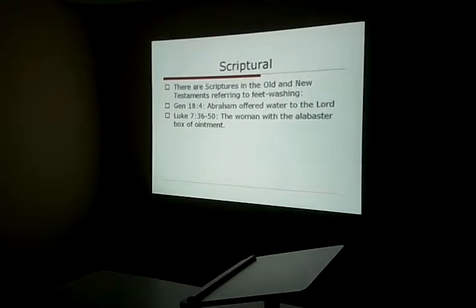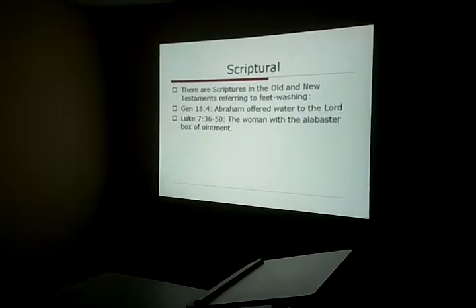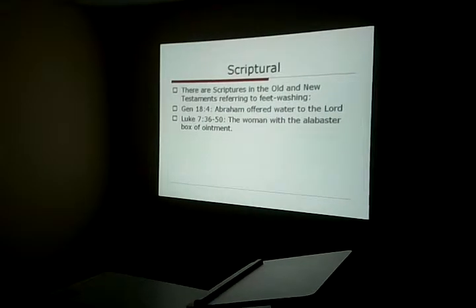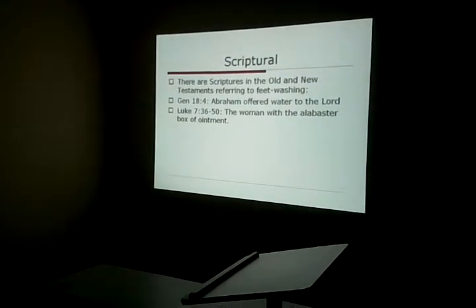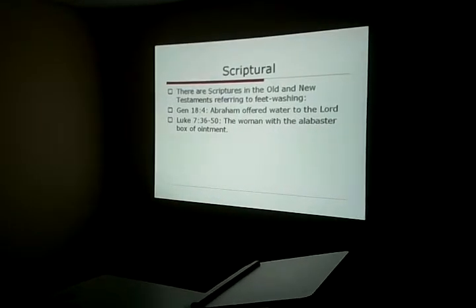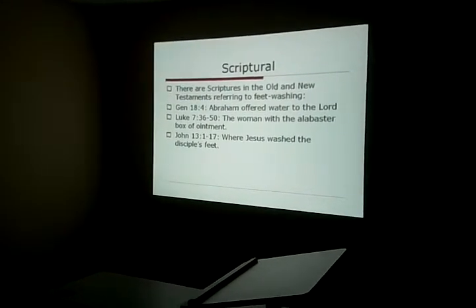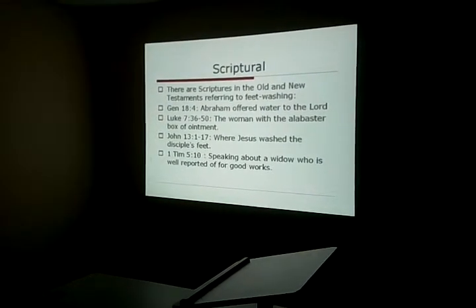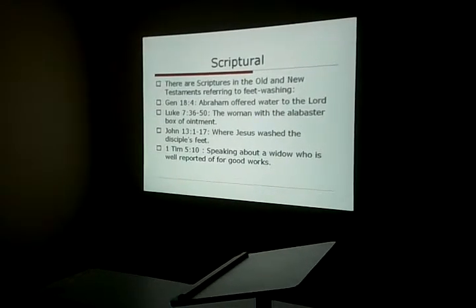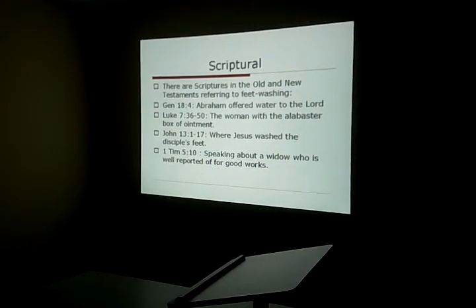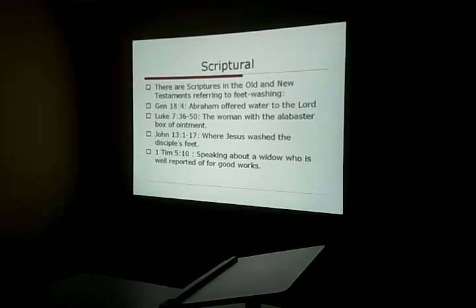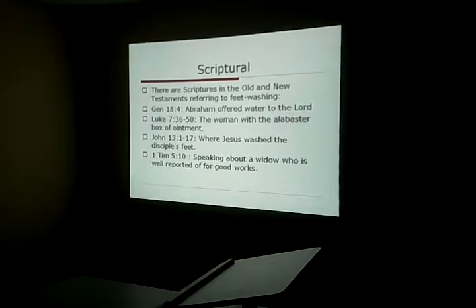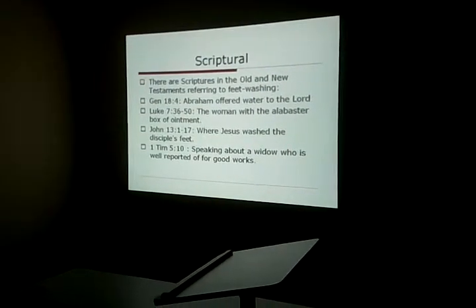In Luke 7:36-50, the woman with the alabaster box came as Jesus was at supper, and she poured ointment on his feet, and then she wiped them with her hair. In John 13:1, Jesus gave us the example of washing his disciples' feet, and he told them that this was an example he was giving them, that they should also go about serving others. In 1 Timothy 5:10, you will see where it speaks about a woman who has shown hospitality, and that hospitality was reported as her doing good works.